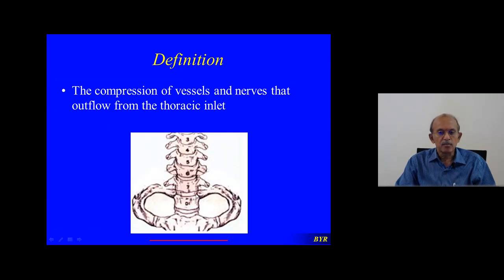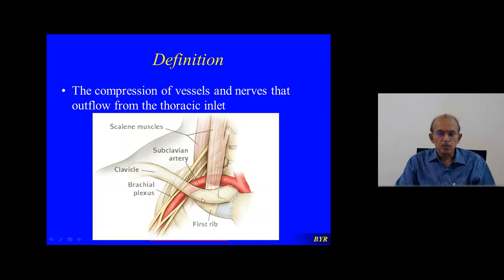This is the thoracic inlet. Posteriorly, it is the T1 vertebral body, and on either side the first thoracic rib. In front is the manubrium sterni. Through this inlet, some structures go out. So compression of the vessels and nerves that flow out from the thoracic inlet is called the thoracic outflow compression syndrome. This is one of the causes of extraneous compression of the arteries.